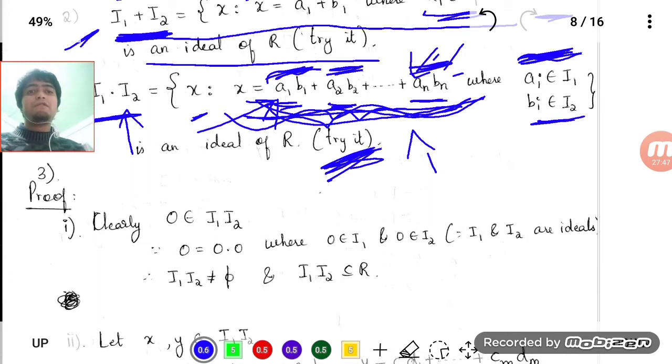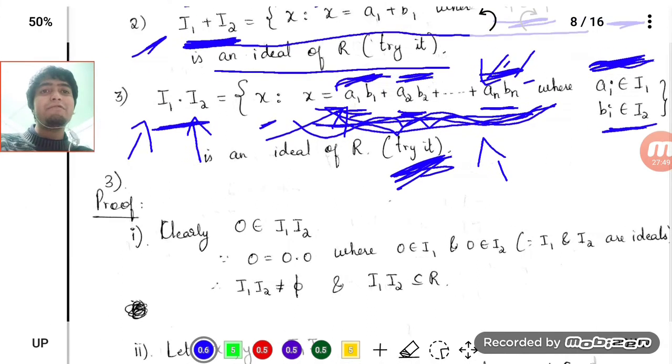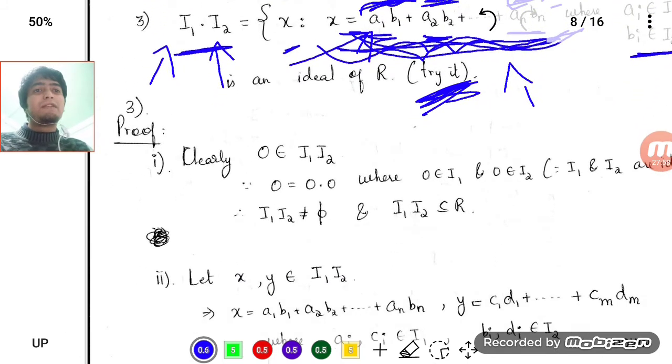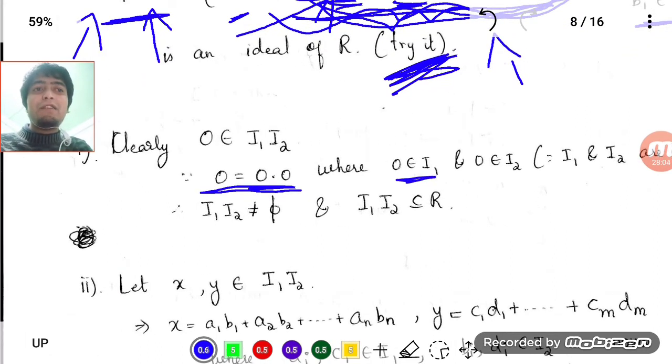Okay, just see. So we need to show that I1, I2 is not empty, and all the 4 conditions for an ideal are satisfied. So let's see the first one. 0 can be written as 0 times 0, right? Is 0 in I1? Yes, it is in I1.